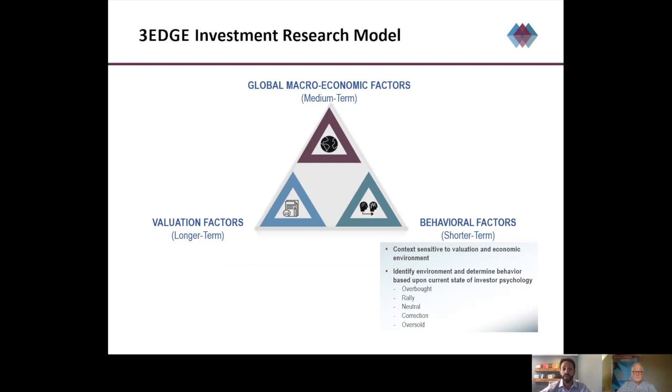And so to account for this, we established an investor behavioral framework to modify the combined valuation and economic projection if any of a number of behaviors are present. The idea here is to provide a context-sensitive framework based upon the level of valuation as well as that economic backdrop. So we do this by classifying the level of investor psychology into one of 5 camps: overbought, a rally mode, more neutral environment, correction mode, or an oversold condition.